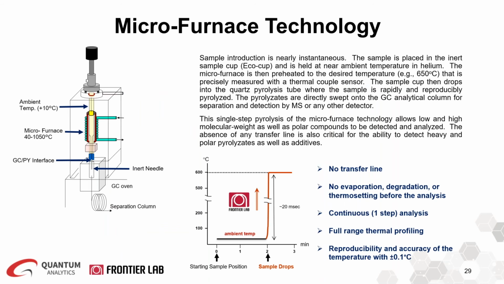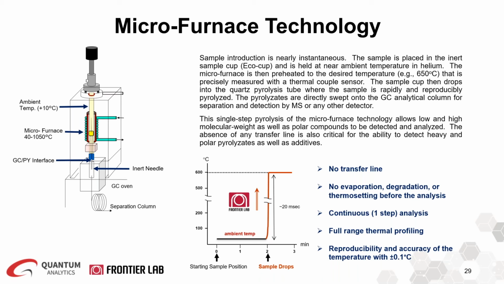Let's start with the microfurnace pyrolyzers. Sample introduction is nearly instantaneous. The sample is placed into an inert sample cup and is held at near ambient temperature in helium and is not subjected to heat before the analysis. The microfurnace is then preheated to the desired temperature that is precisely measured with a thermocouple sensor. The sample cup drops into the quartz pyrolysis tube where the sample is rapidly and reproducibly pyrolyzed.